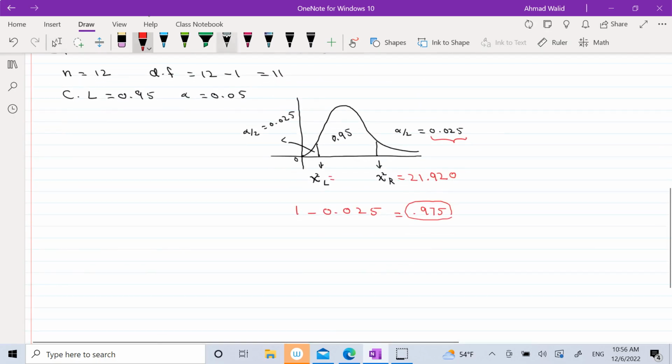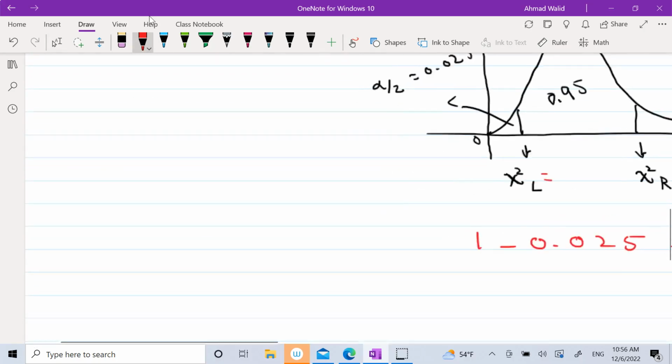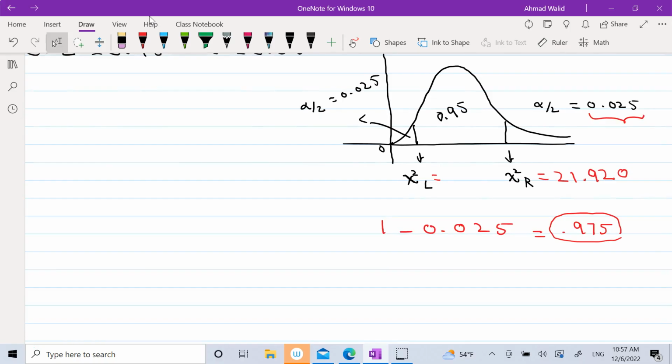For the left side, it will be 3.816. This is how you calculate your chi-square, how to find the critical values of chi-squared. Chi-squared to the left, chi-squared to the right. Always chi-squared to the left, you see it's a smaller number. Chi-squared to the right is a bigger number.